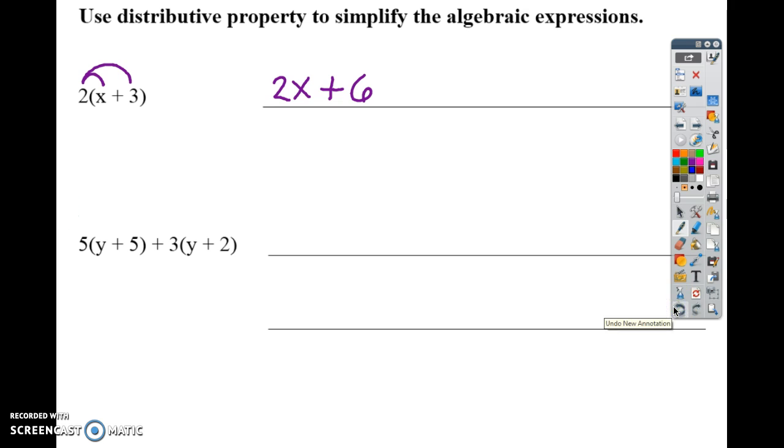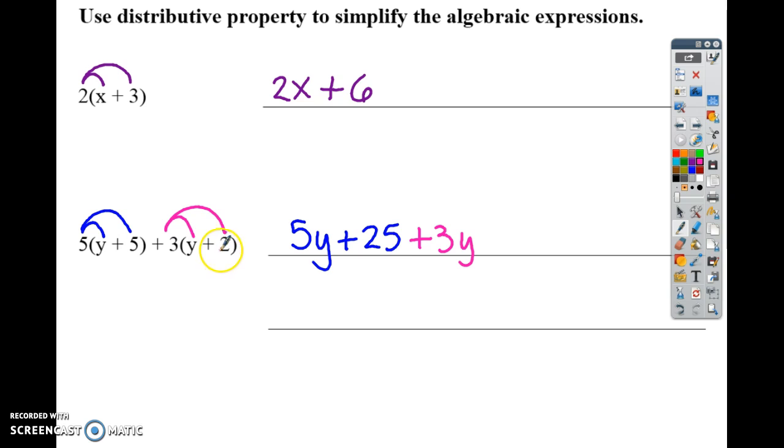You are going to distribute first, so I can distribute the 5 here and here. What is 5 times y? 5y. What is 5 times 5? Positive or negative? Positive 25, so you're going to put plus 25. That was just the first part. Now, I need to distribute the 3. The positive 3, you distribute it here and here. So what's 3 times y? Positive 3y. And what's 3 times 2? Positive 6.